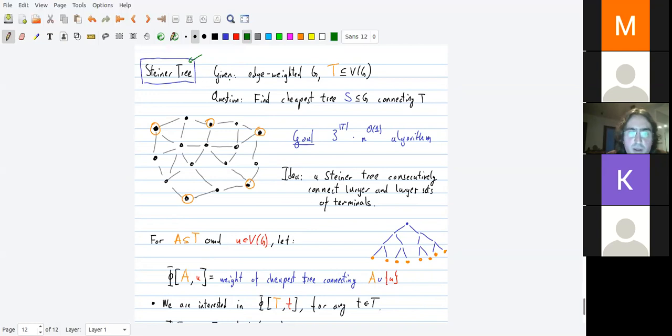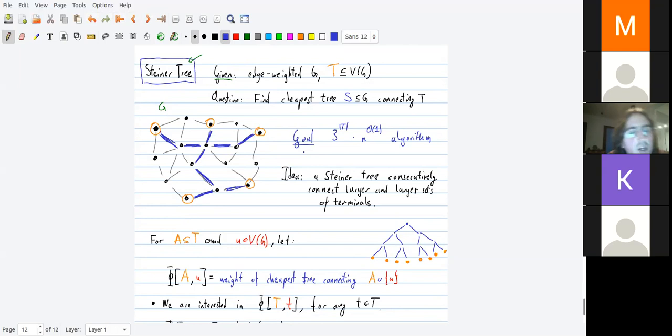We are given a graph G, and we have some subset of terminals. These are those green vertices here. Imagine that this is a network of some country, and these are important cities, and we would like to connect those important cities. By connecting them, I mean I would like to buy as few edges as possible, or in the edge-weighted case, as cheap a subset of edges as possible, that connects all those terminals. For instance, this would be one solution, which is also called a Steiner tree connecting those terminals.